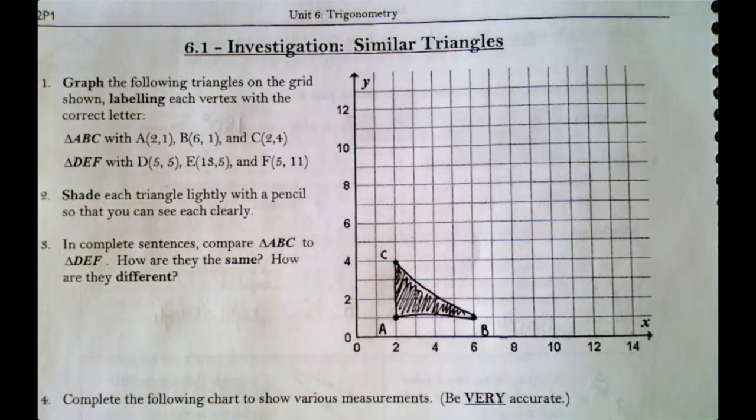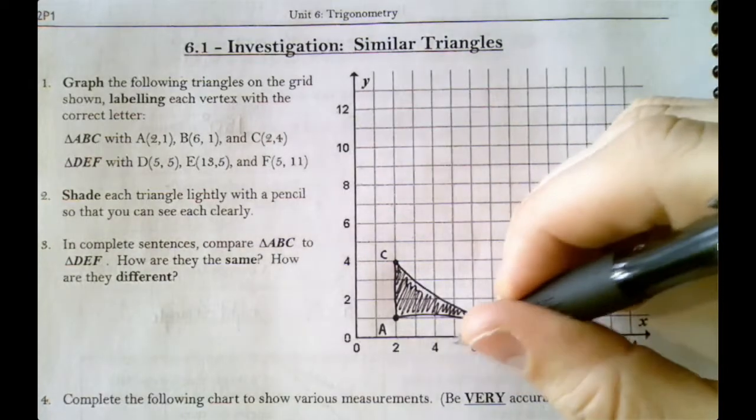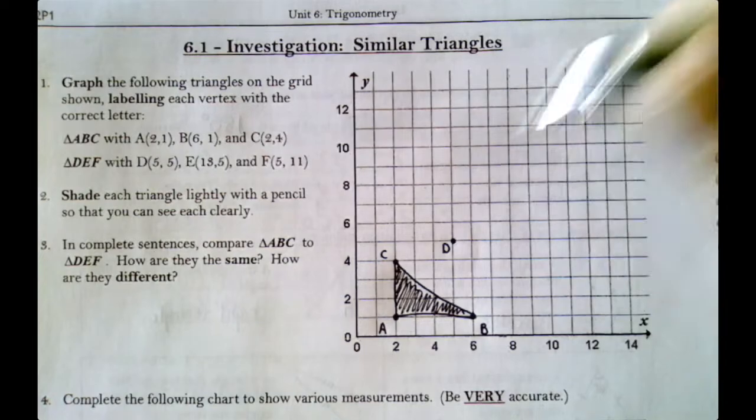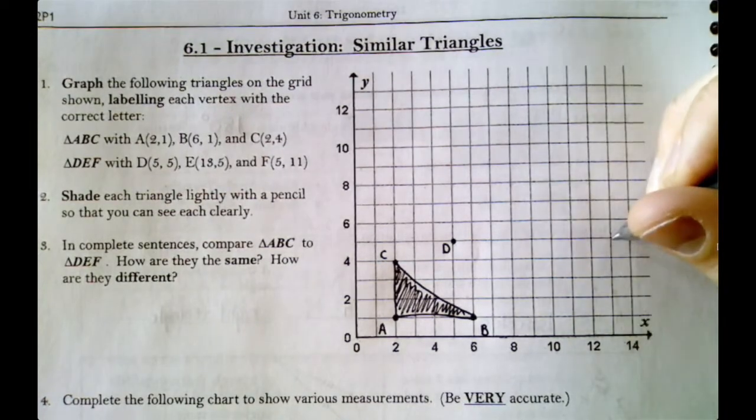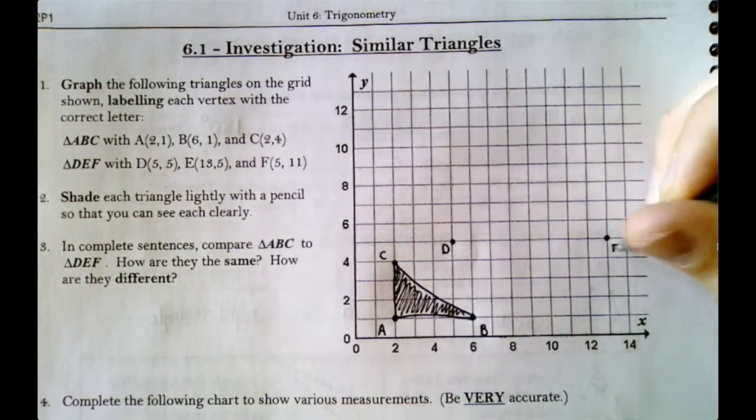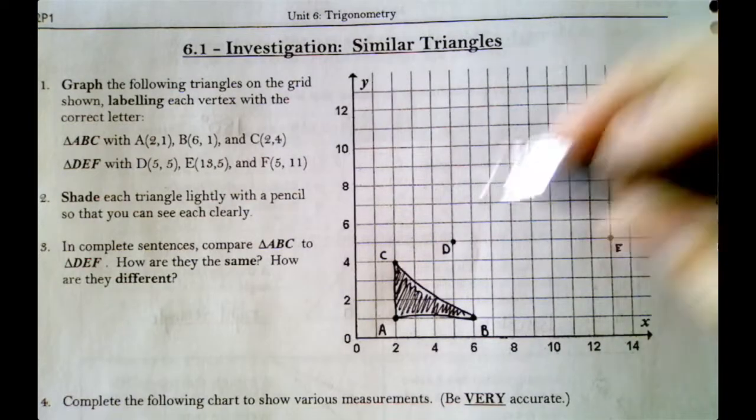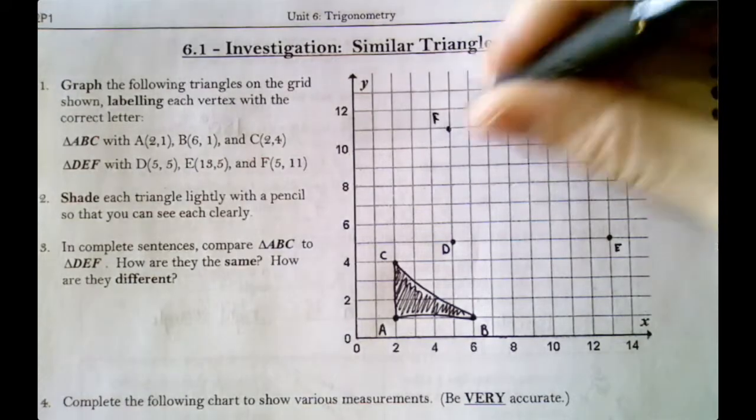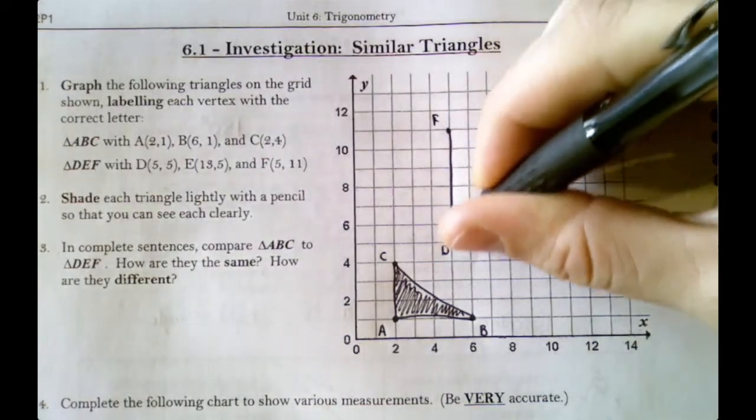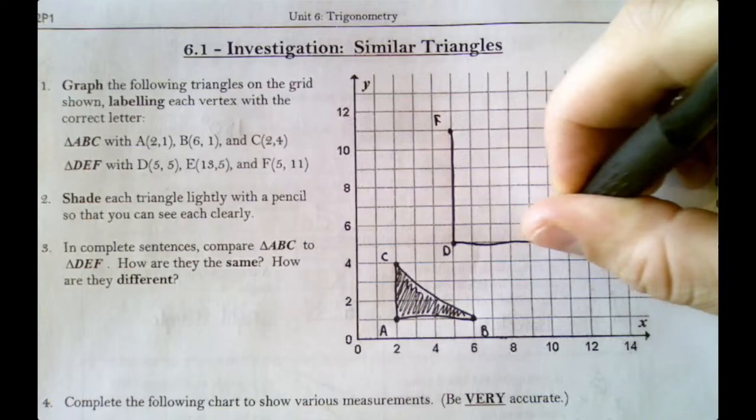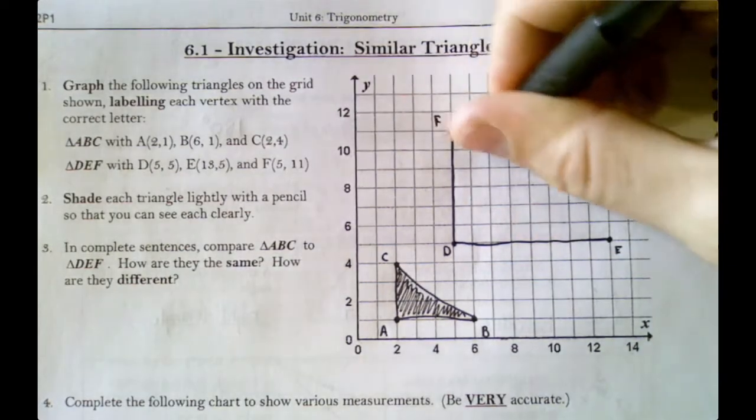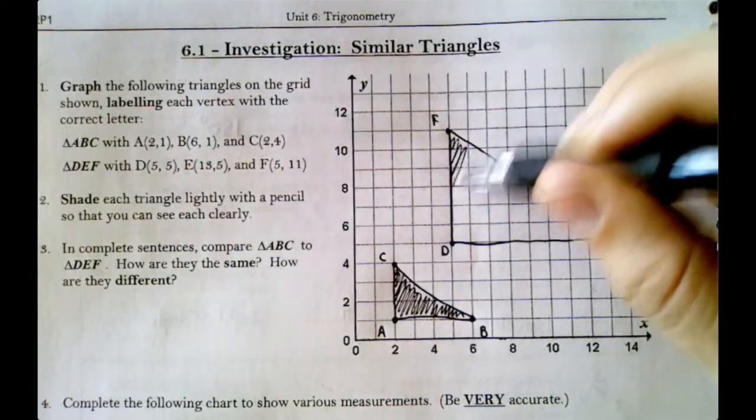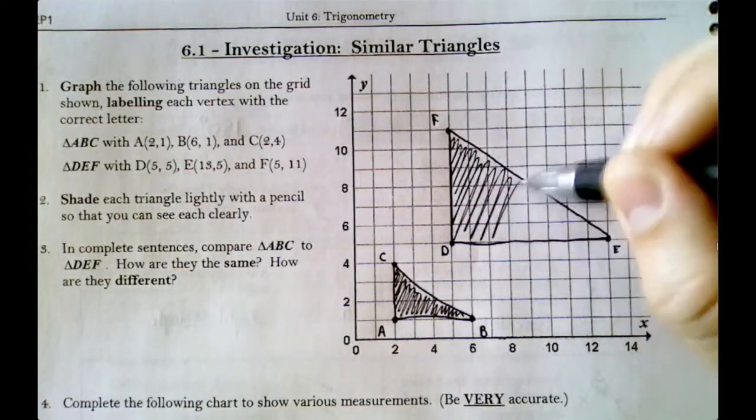Let's try DEF. 5, 5 is D. E is 13, 5. And F is 5, 11. Let's connect. We get an even bigger triangle here.